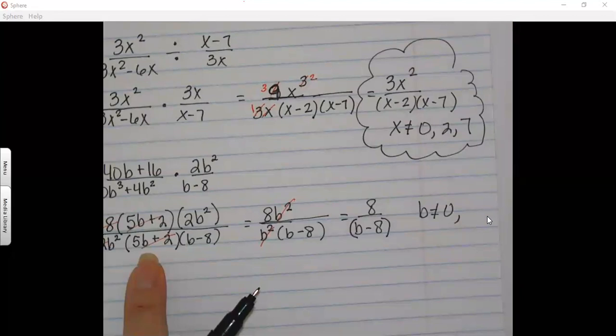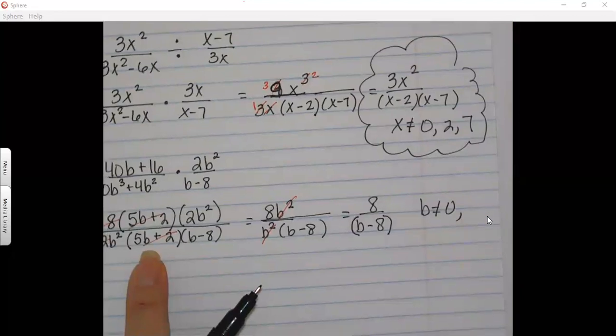If I set that equal to 0 and solve for b, what is it? 2/5, but it will be negative because we'll subtract the 2, right? So negative 2/5, and b cannot equal 8.